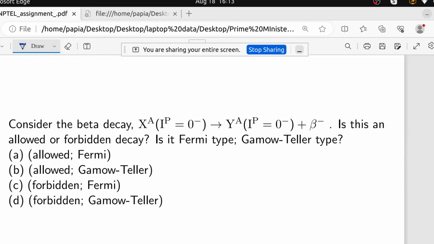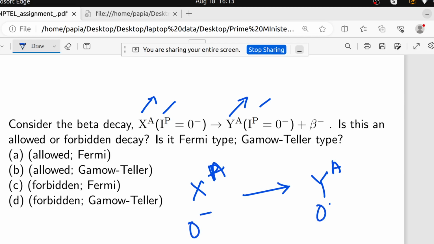Consider the beta decay here: X with I pi equals 0 minus goes to Y with I pi equals 0 minus plus beta minus. Very simply we can see. Here I don't know what X, A, Y, A are, but no problem, we just want to know the values of I pi. So here we have 0 minus to 0 minus. You can see here, delta I is what?